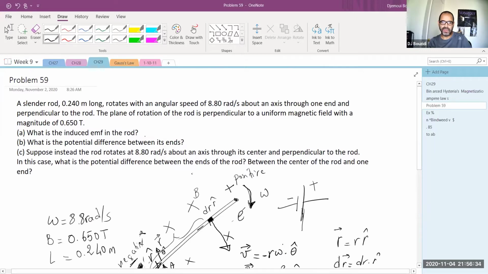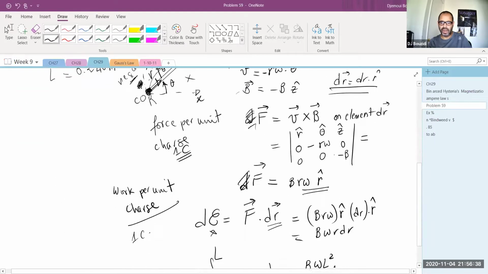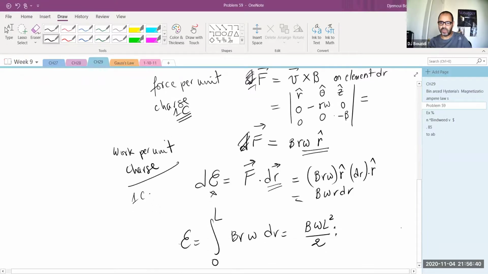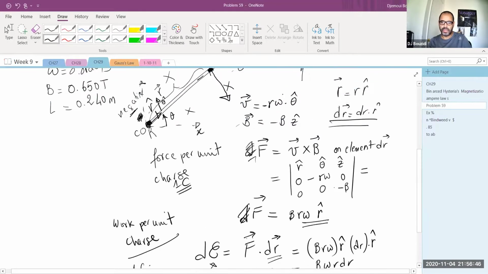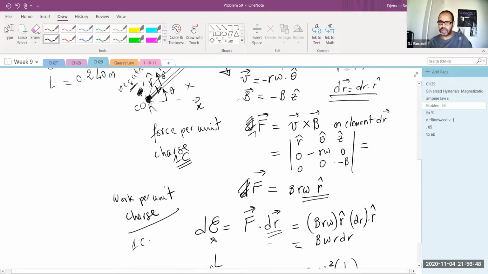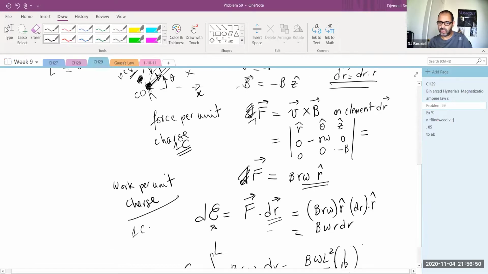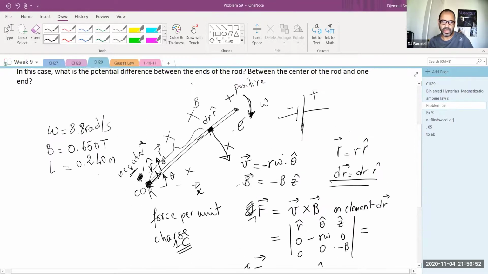So what is the induced EMF? So we found it. What is the potential difference between its ends? Okay, this is the potential difference between its ends. So that's the answer to part B, actually. And it's induced by this expression. So this is actually the induced one. So this is the EMF. So you equate them, and that's it.